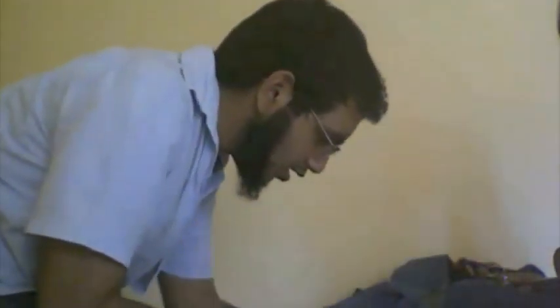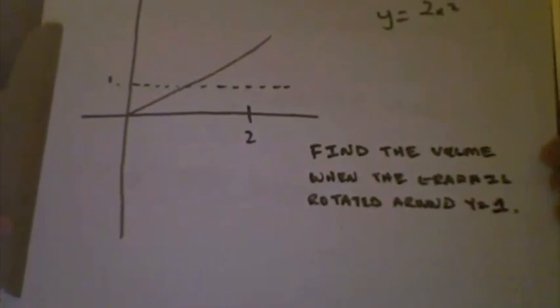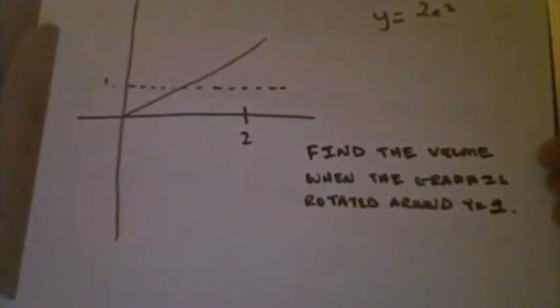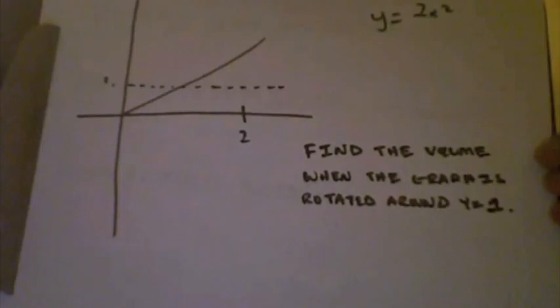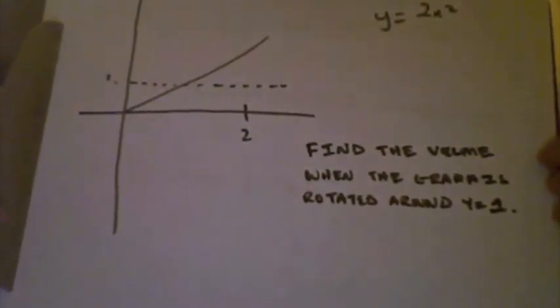So, Kasib, how do you do this? I don't know. So Kasib, what you want to do is first find out what the equation is, which is 2x squared, and then revolve it around y equals 1, because that's the axis that you're going to be revolving it around.